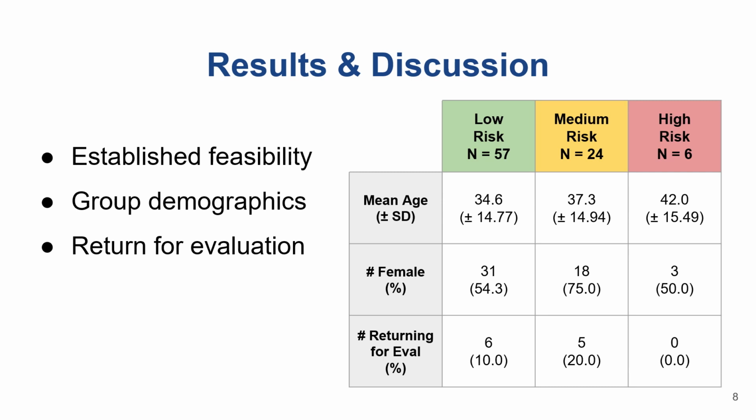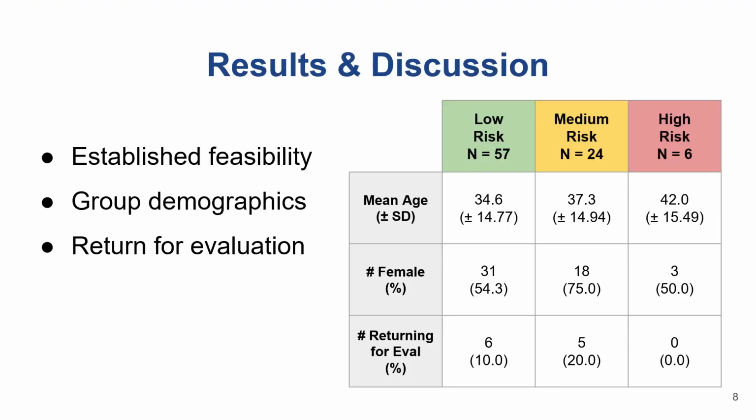Also, group demographics seen in this study were not unexpected. The demographics of the medium risk group fit closely with that of the typical chiropractic patient, that being the middle-aged female. The interesting finding from this study was the drop-off in return for evaluation after 4 weeks, which was low across all 3 risk groups, but especially low in the high-risk group, where 0 patients returned for 4-week follow-up.